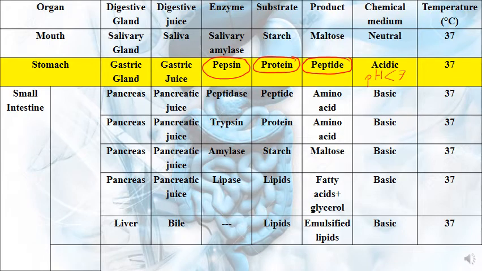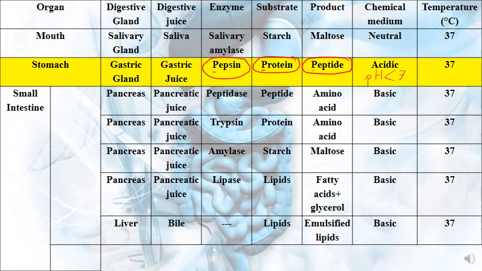So how can I remember that pepsin works on protein to give peptide? Pepsin starts with the letter P. Protein starts with the letter P. Peptide starts with the letter P. So whenever you have to remember this: pepsin, P, works on protein, P, to give peptide, P. The 3 P's.